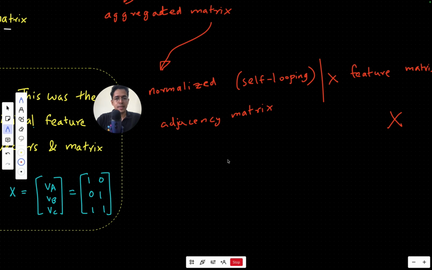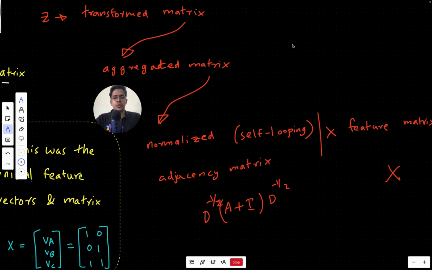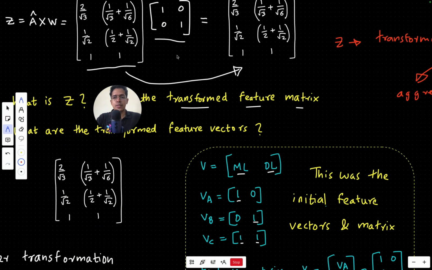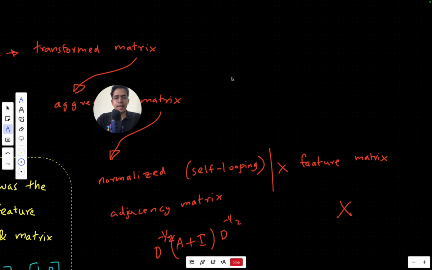Normalized self-looping was this, right? So self-looping was A plus I. And to normalize this, we did this operation, D raised to minus 1 by 2, D raised to minus 1 by 2. Then for aggregation, we multiplied these two. So that was over here. So A cap times X was nothing but D raised to minus 1 by 2 times A plus I times D raised to minus 1 by 2, and this whole thing multiplied by X. This is a matrix multiplication.